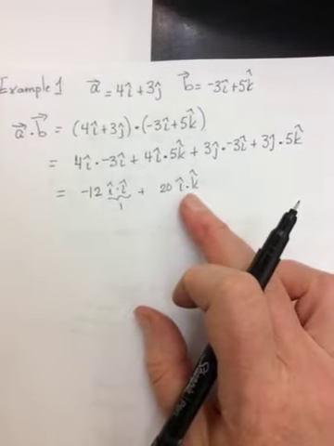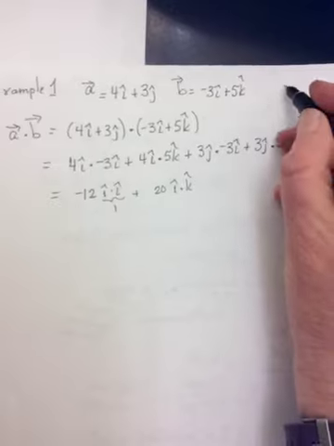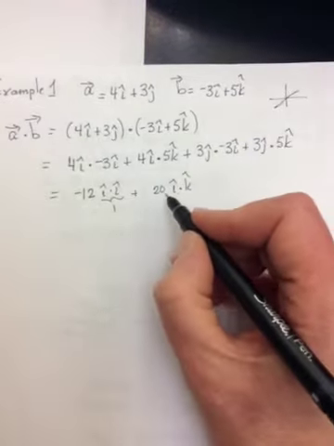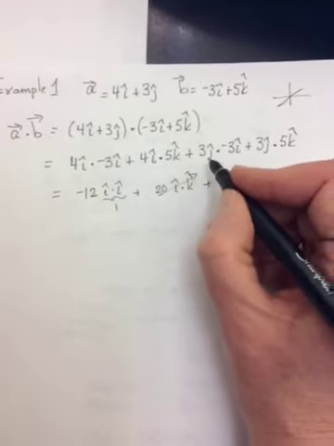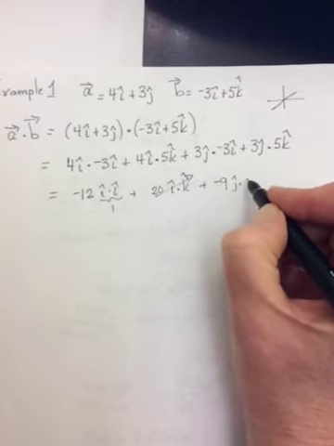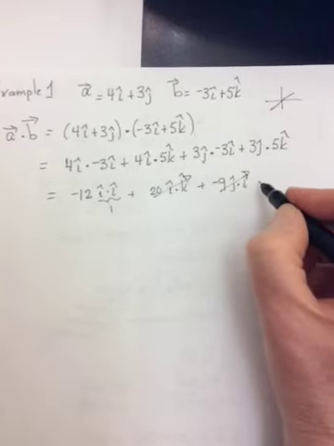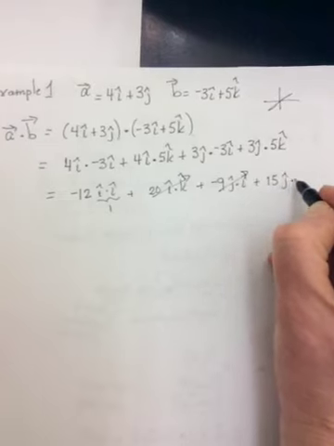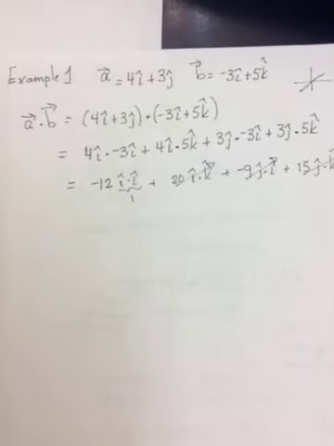Absolute value of 1, absolute value of 1. What's the angle between the x-axis and the z-axis? It's 90 degrees. This term goes to 0. Plus 3 times negative 3 is negative 9. j dot i, again, they're perpendicular. This term goes to 0. Plus 3 times 5, 15. j dot k. Look at that, perpendicular again. This term goes to 0.